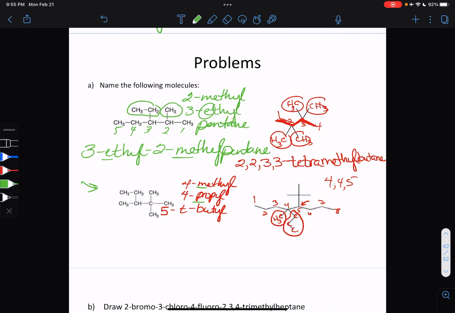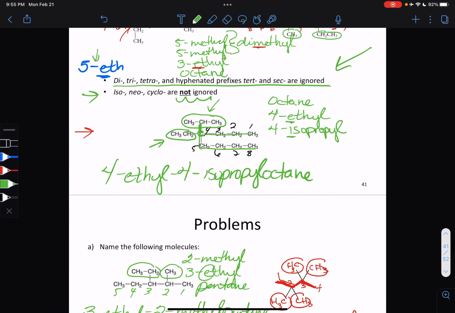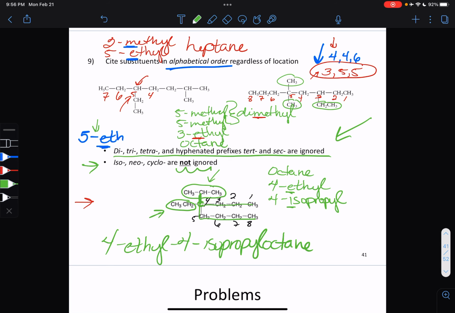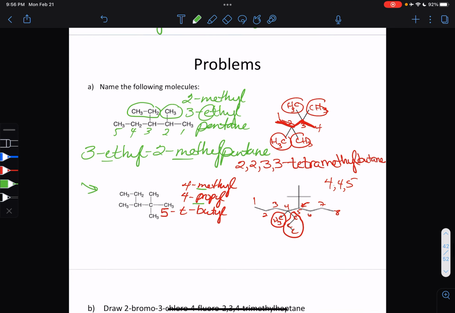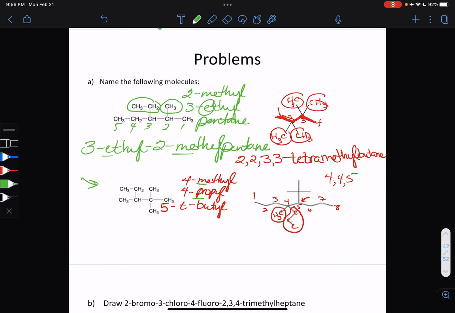Now what we have is M versus P versus what? Do we count the T or do we count the B? Well, what you're going to do is you're going to roll back here and you're going to reference your notes because that's what they're for. And it says right here, di, tri, tetra, and hyphenated prefixes like tert or T and sec or S are ignored for alphabetization. Oof, can't say that word. Alphabetization rules. Okay, so we're going to go with which? T or B? We're going to go with B.